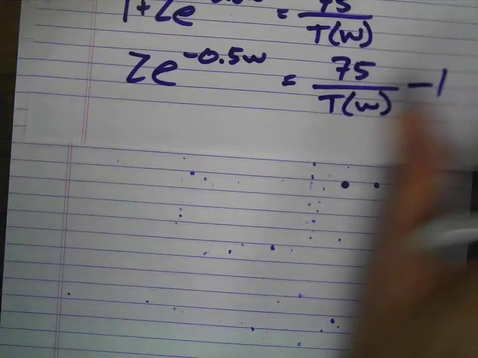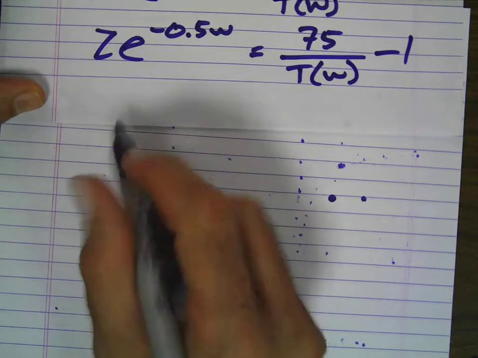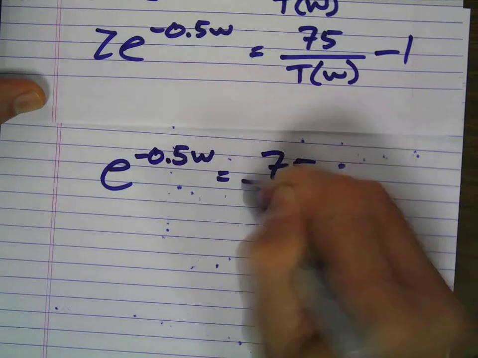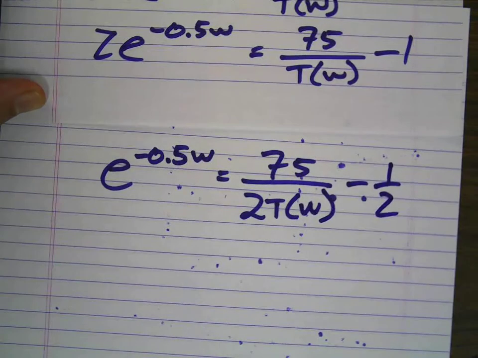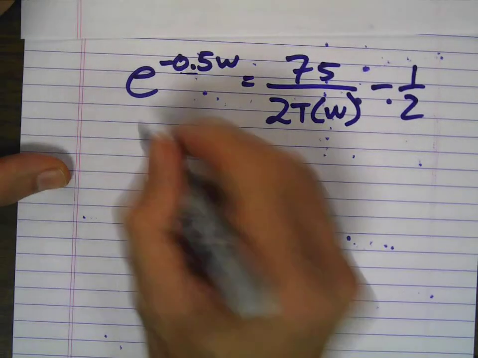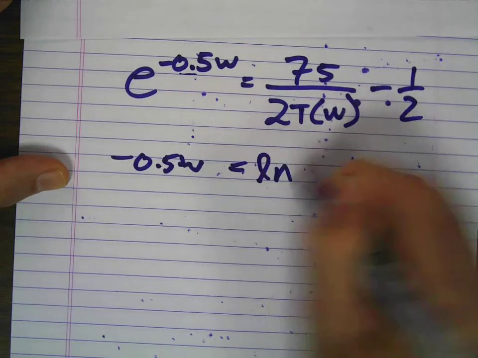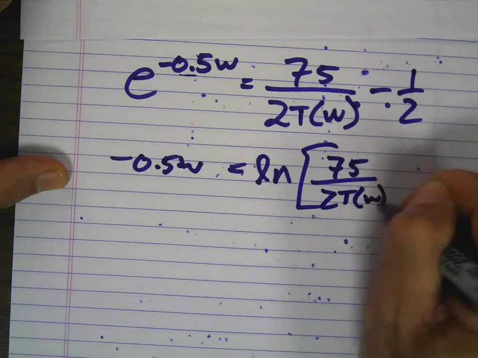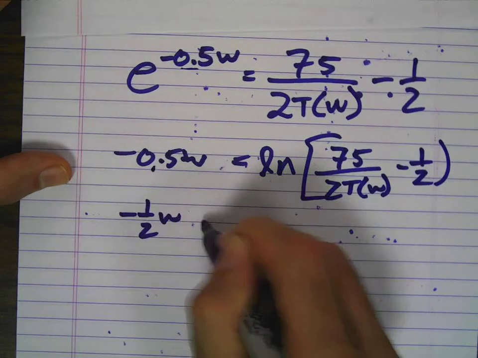Step 4, I will divide both sides by 2, and that looks like this. Step 5, I need to chop this down from the tree. How do we do that? We use logs. I get negative 0.5w equals the natural log of 75 over 2T of w minus 1/2. This is the same as negative 1/2 w.